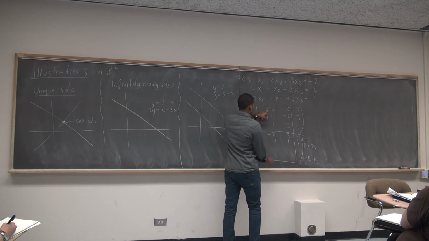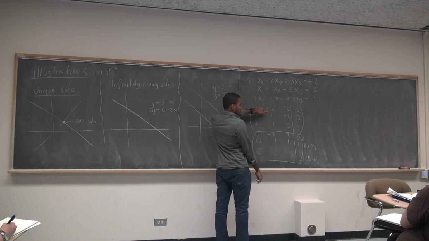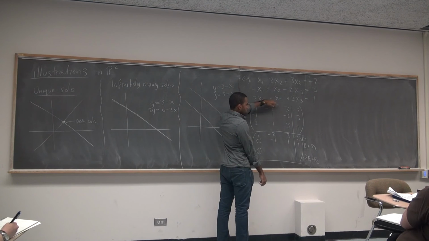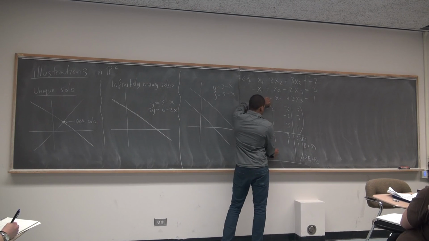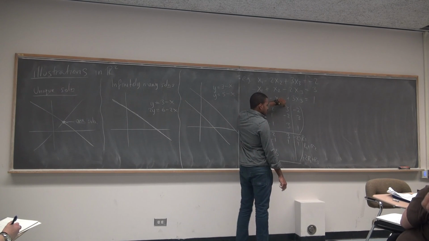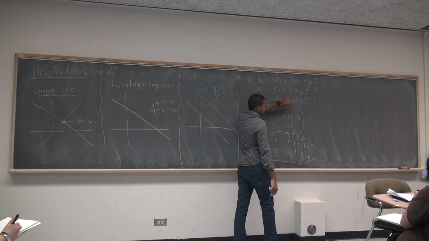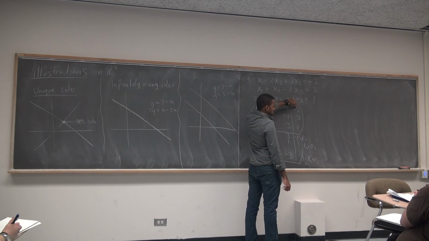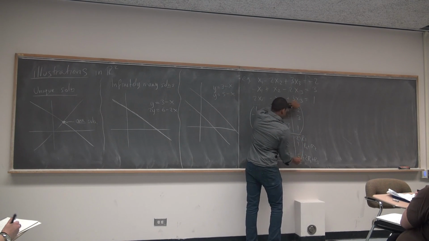So what do I have? I multiply this by a negative 2, which gives me a positive 4. I add it to that, so plus 3. Multiply this by a negative 2, gives me minus 6. Add it to 3. Multiply this by a negative 2, which gives me positive 4. Add it to this. 5.